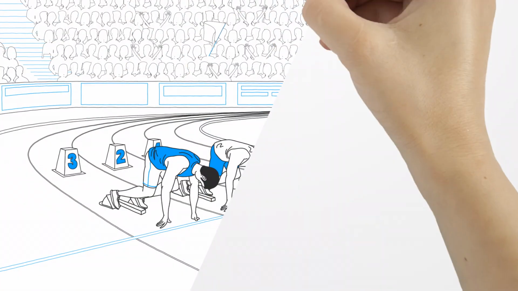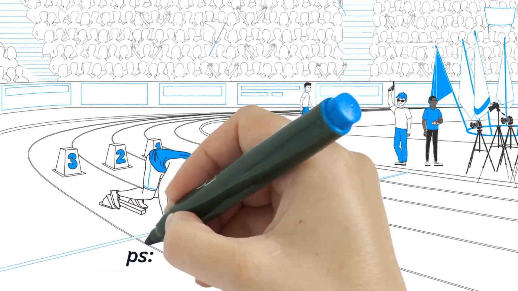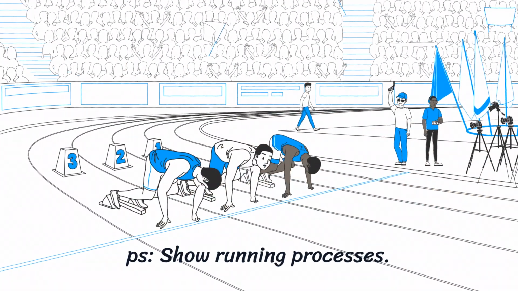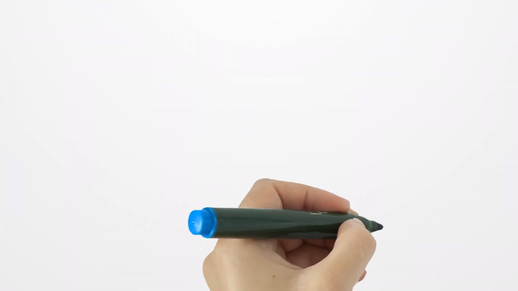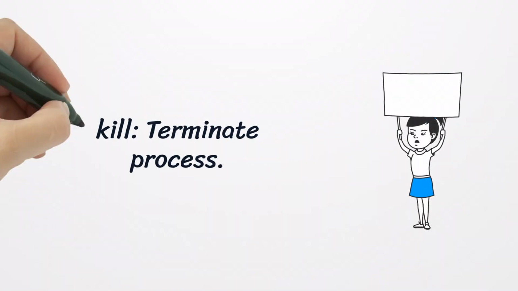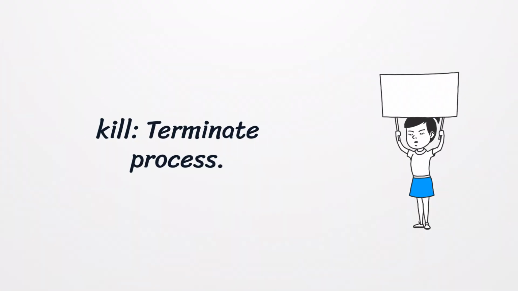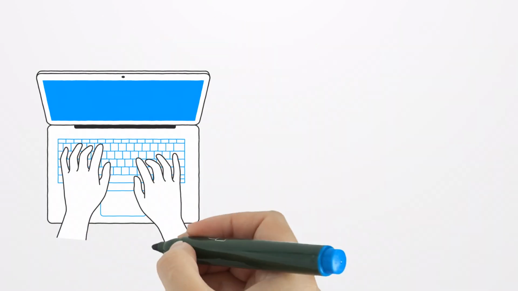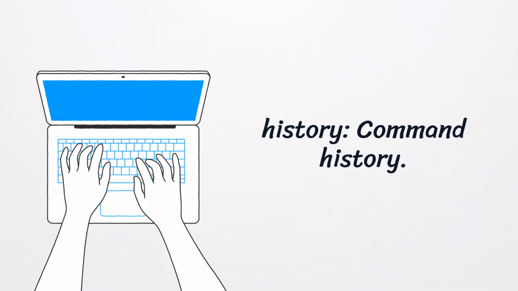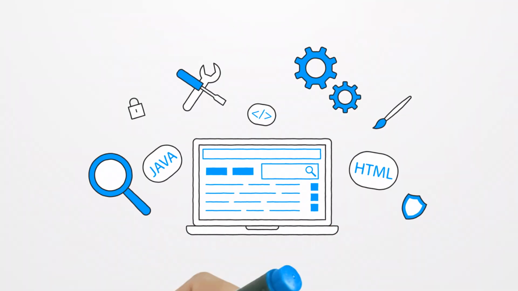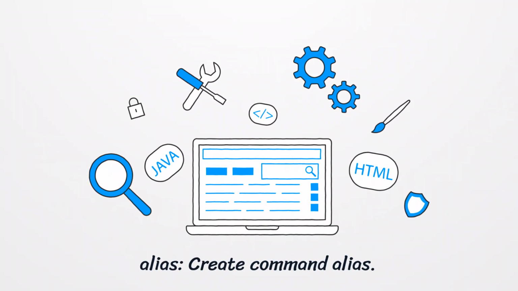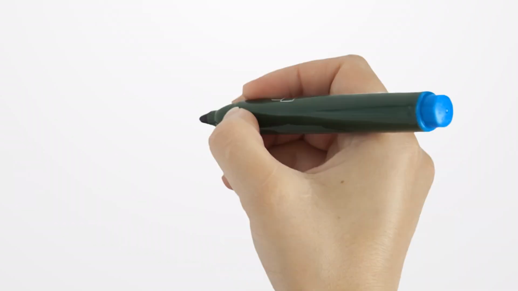Show running processes. Display real-time system processes. Terminate a process using its PID. Show the command history. Create an alias for a command. Remove an alias.